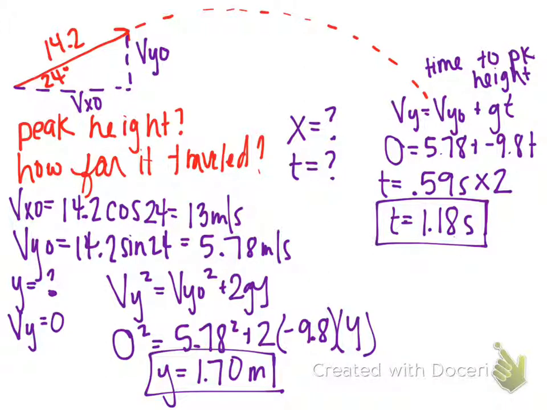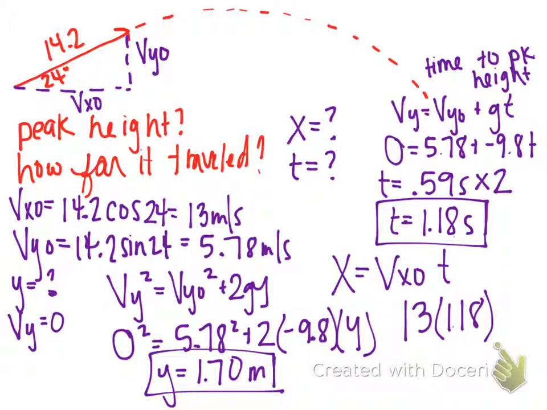So to find x, we're going to plug in x equals v sub xo times time, which means we're going to take 13 times 1.18. And we get a total distance traveled of 15.33 meters.